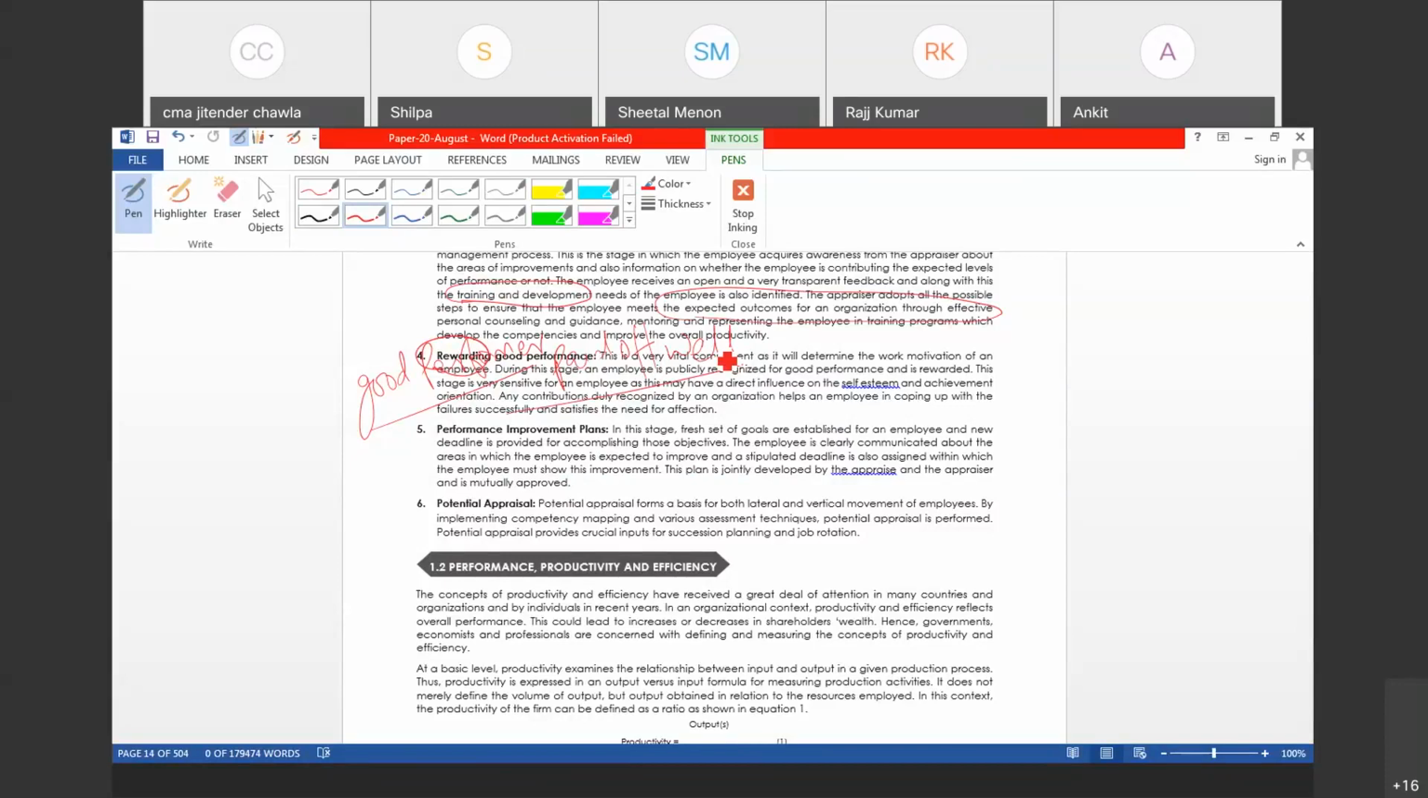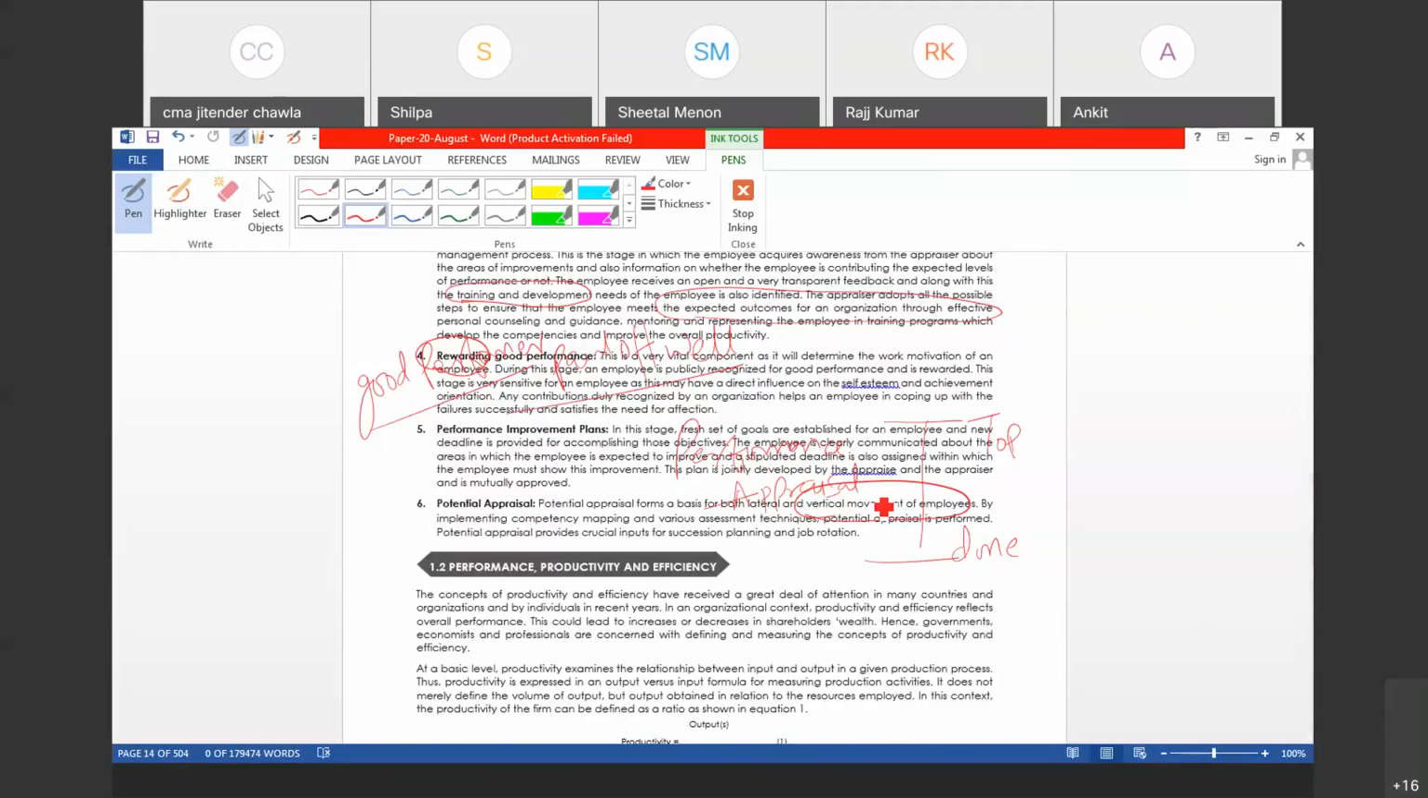Next one is potential appraisal. If you ask me who does performance appraisal, we already talked about that. Appraisal comes from top to down. So it is a vertical movement of the employee, right?